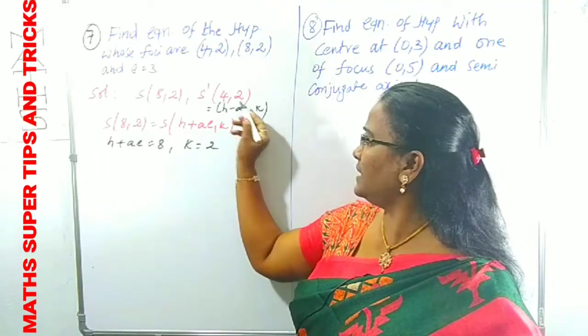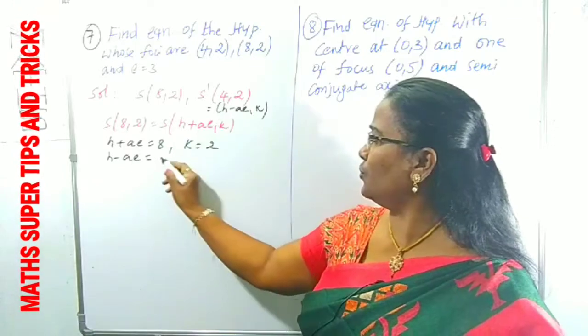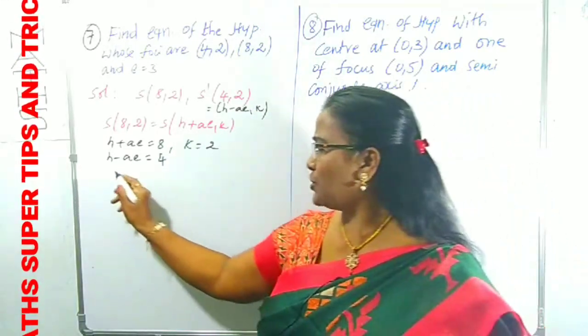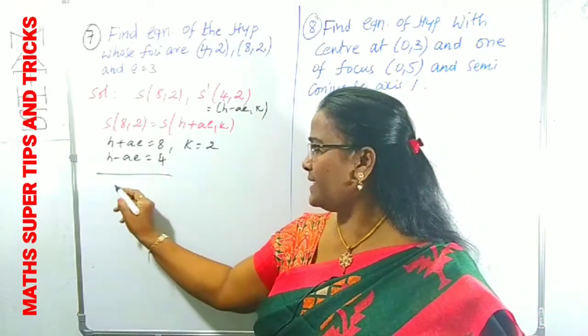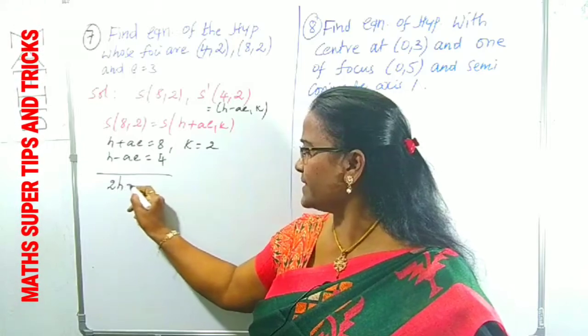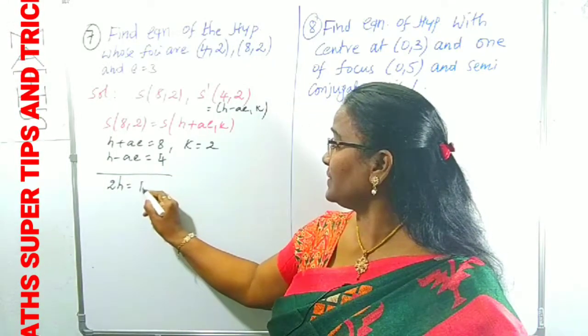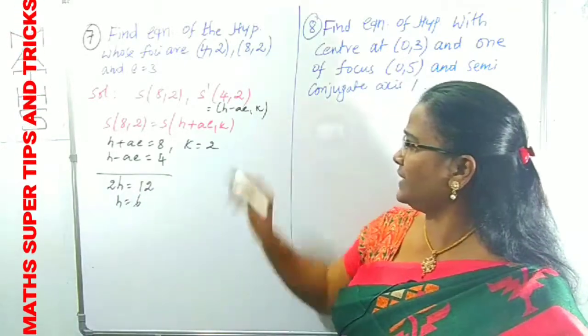What is indirectly h minus ae is 4, and k I have already taken as 2. From this we can find by adding these two, what happened? ae gets cancelled. 2h is equal to 8 plus 4 is 12, right? h is 6. You got the h value, got the k value.